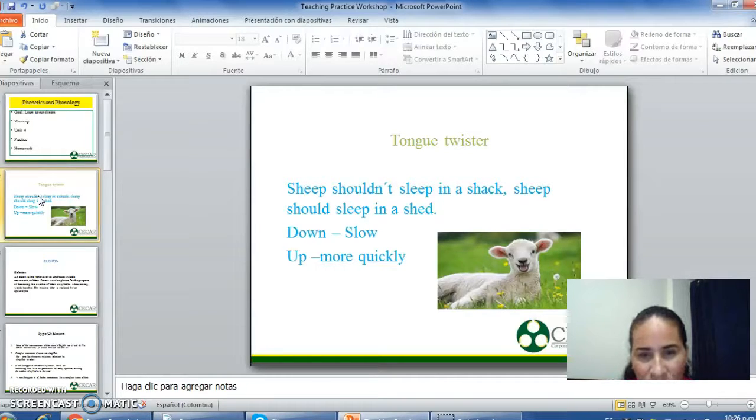Now, she shouldn't sleep in the shed. Slow. She shouldn't sleep in the shed. Okay, one more time. She shouldn't sleep in the shed. Okay, continue.